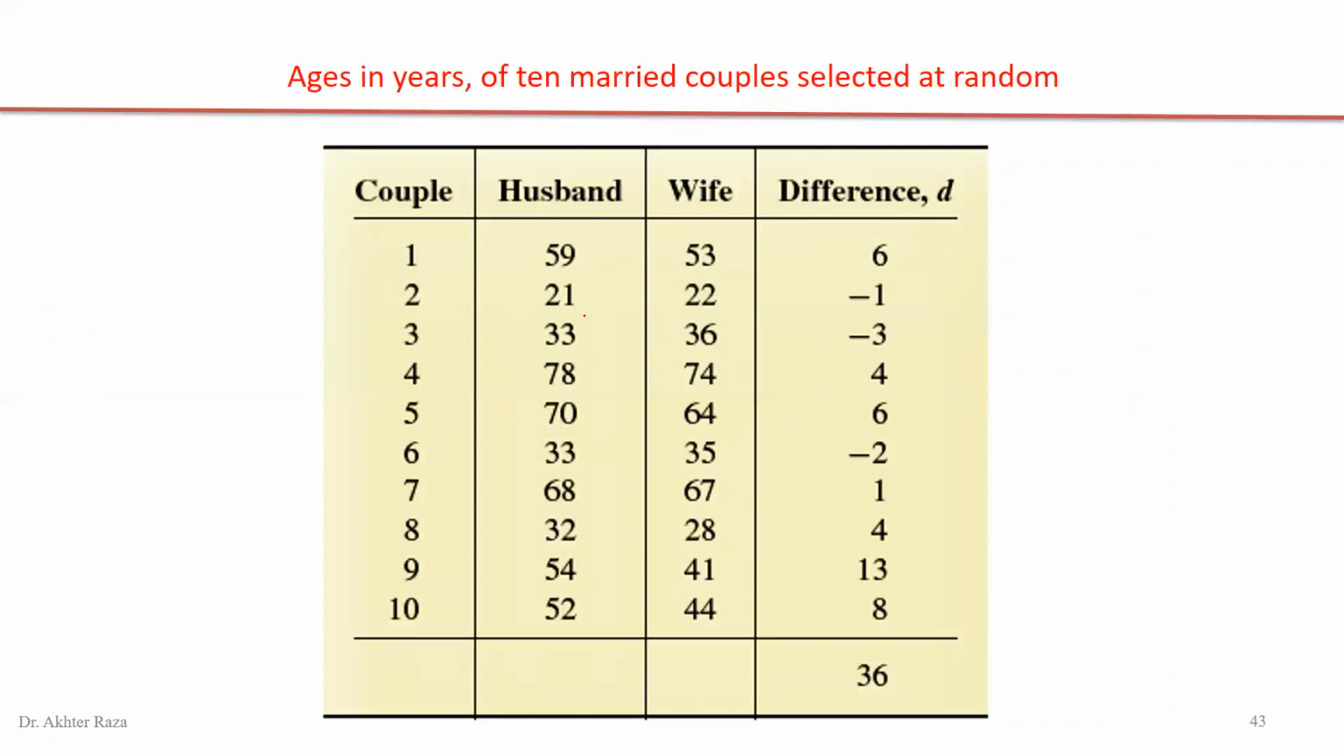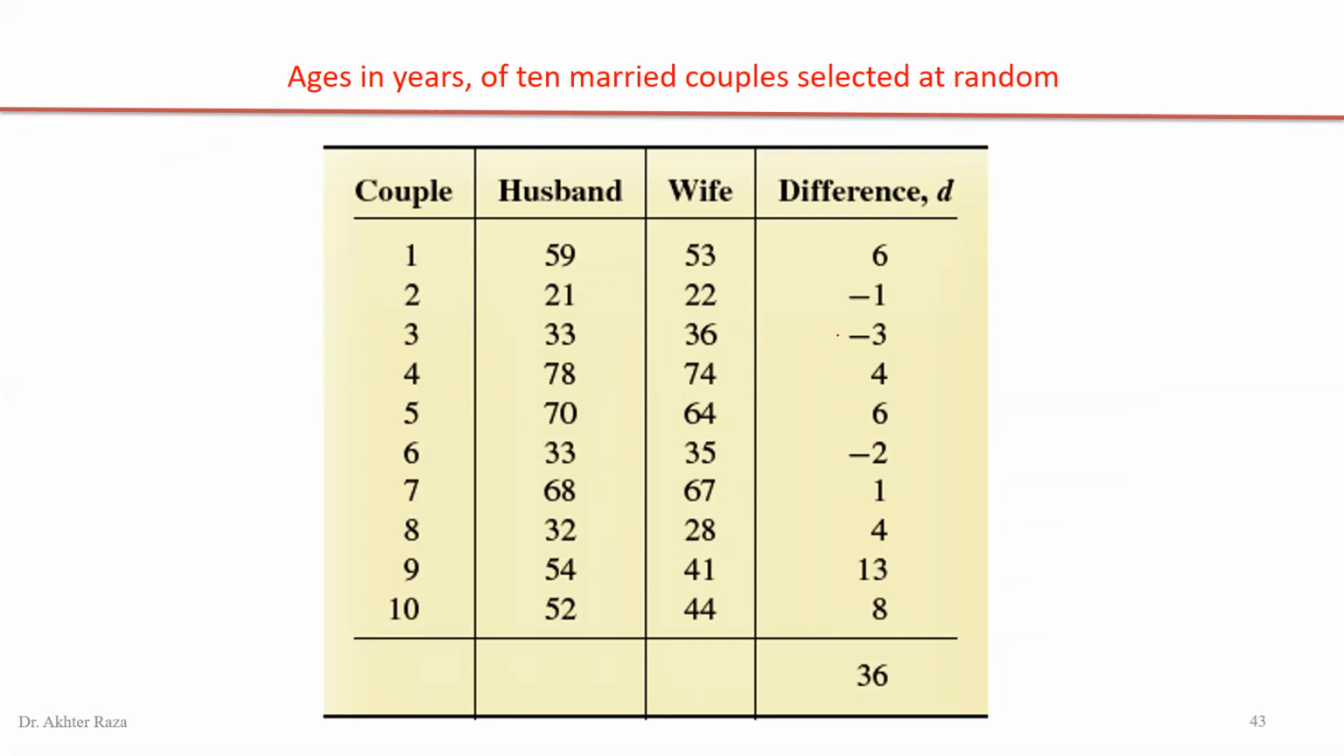This is the table. At the time of marriage, the husband was 59 years old, while the wife was 53. This was the two young couple: the husband's age was 21 and the wife's was 22. So we can see here generally the ages of husbands are slightly higher in the sample as compared to the wives.